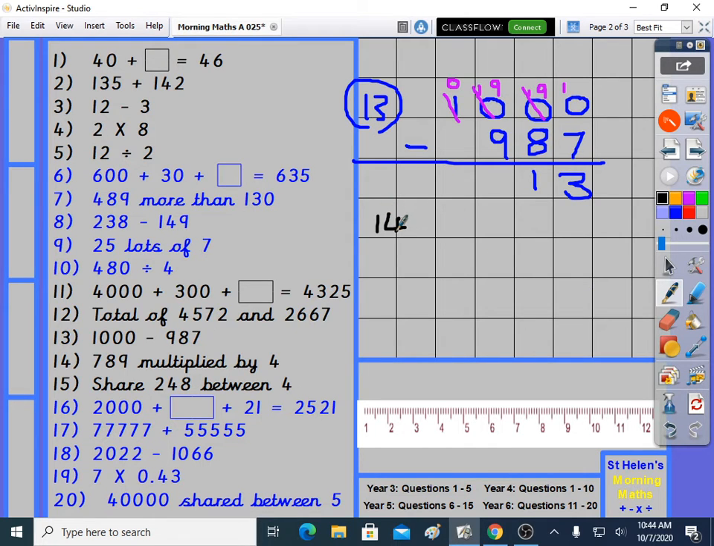Yep, it's just 13 as I predicted. If you can, I always say this, if you can do it in your head, I would recommend you do it in your head and do it on paper. Then you've got a double check, because maths is all about accuracy.